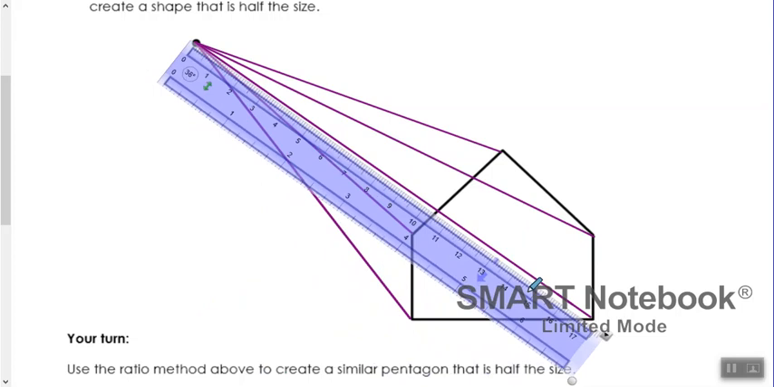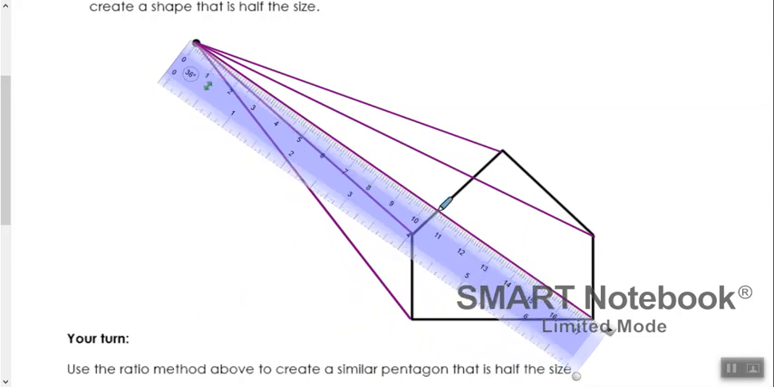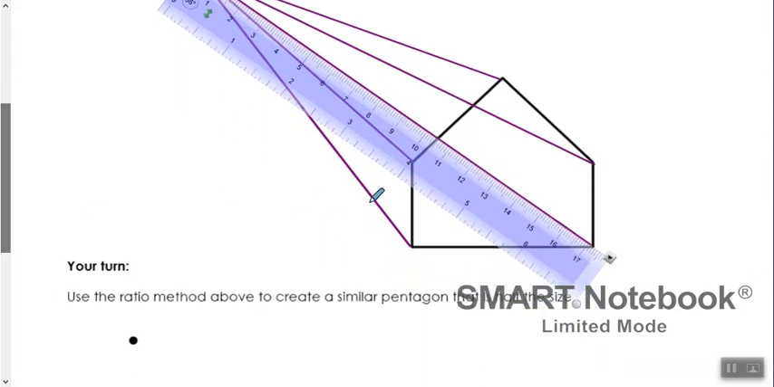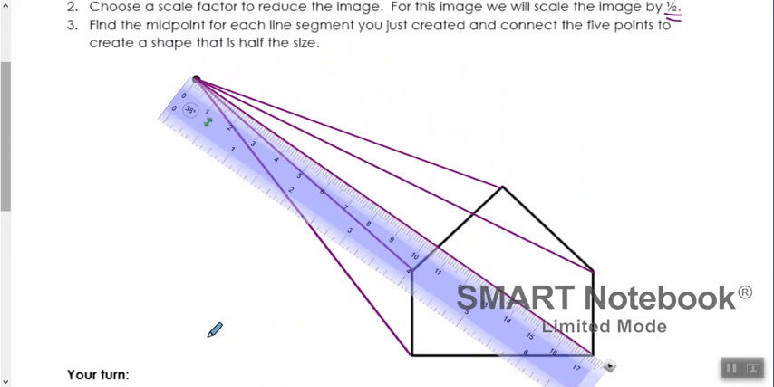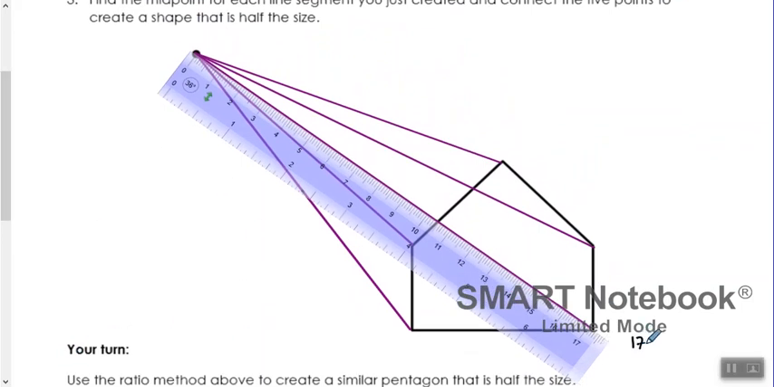Taking a look at the next line. If this line doesn't end here, this line ends all the way over here. For me, anyways, it's 17.3. So half of 17.3 is going to be about 8.65, so like 8.7-ish. So for this line, there's my midpoint.